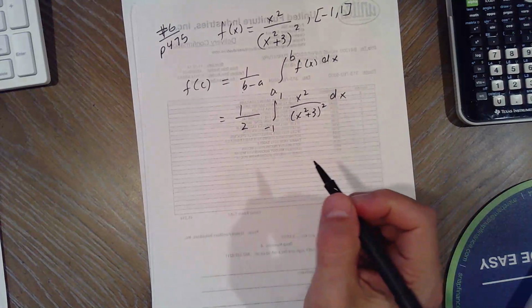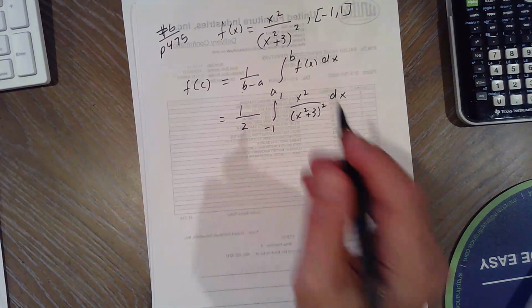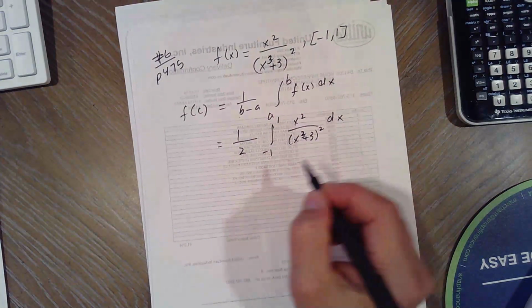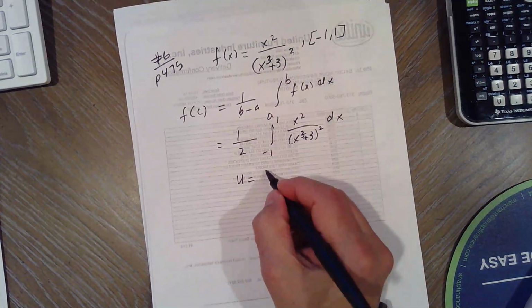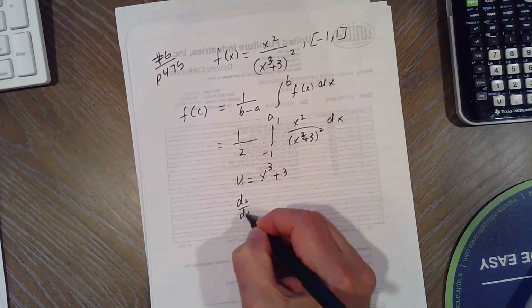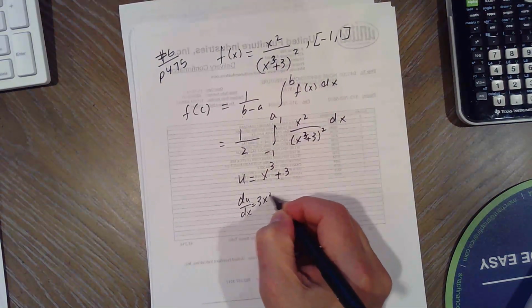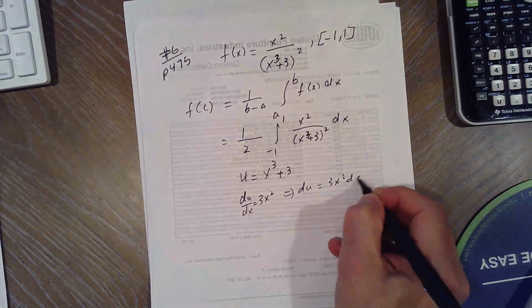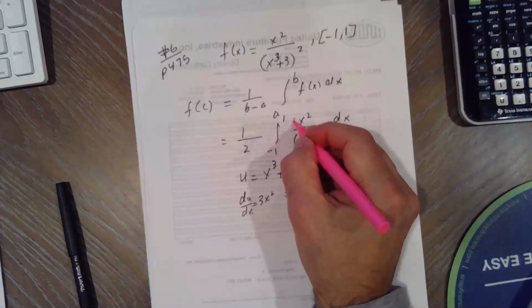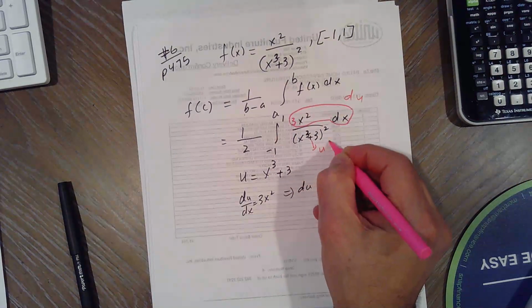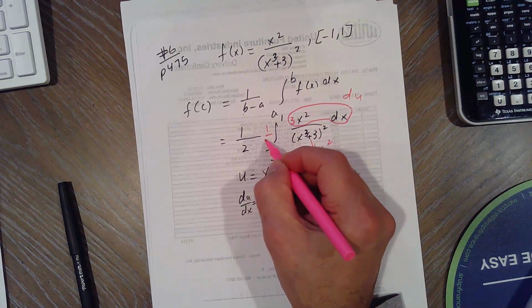So obviously we need, sorry, this is x cubed. Copied that wrong. X cubed. So we need u substitution. So let u equal x cubed plus 3. Du by dx is 3x squared. So du is 3x squared dx. So we're going to need a 3 to make all this du. And this would be u squared. So we need 1/3 on the outside.